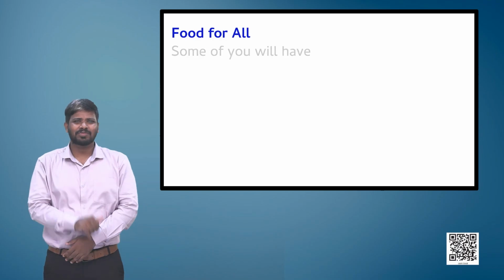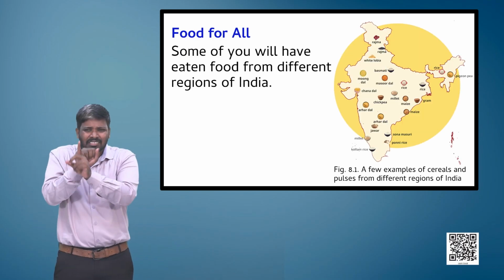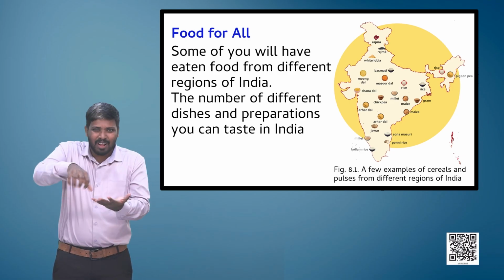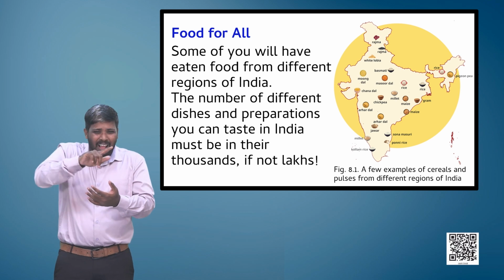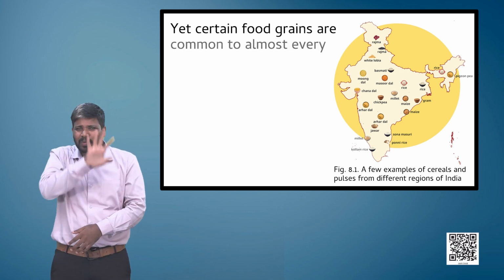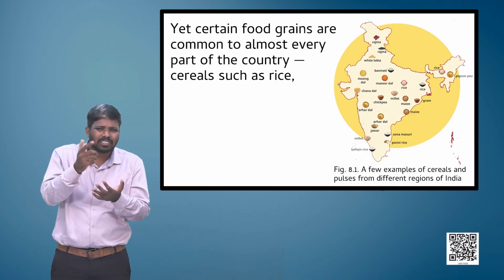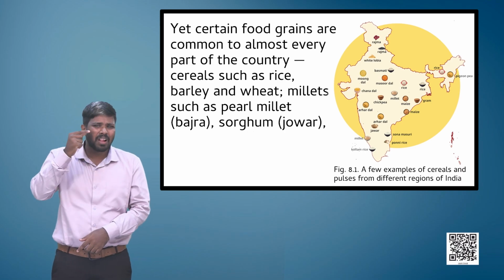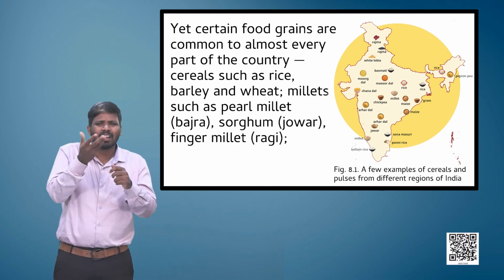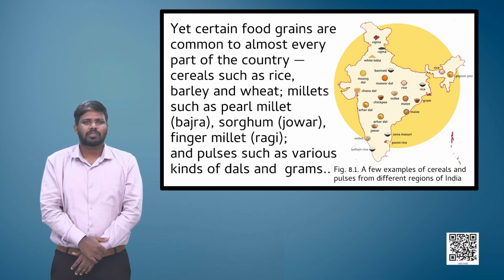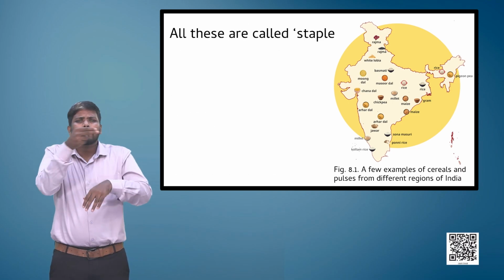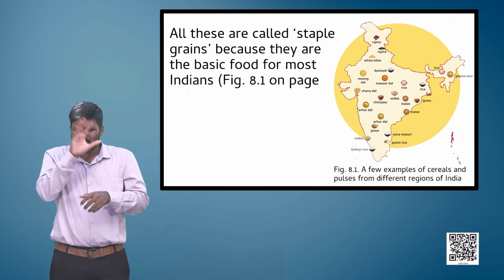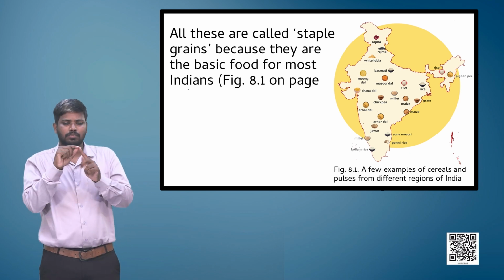Food for all. Some of you will have eaten food from different regions of India. The number of different dishes and preparations you can taste in India must be in their thousands, if not lakhs. Yet, certain food grains are common to almost every part of the country. Cereals such as rice, barley and wheat, millets such as pearl millet, bajra, sorghum, jowar, finger millet, ragi, and pulses such as various kinds of dals and grams. All these are called staple grains because they are the basic food for most Indians. Refer to figure 8.1 on page 127.